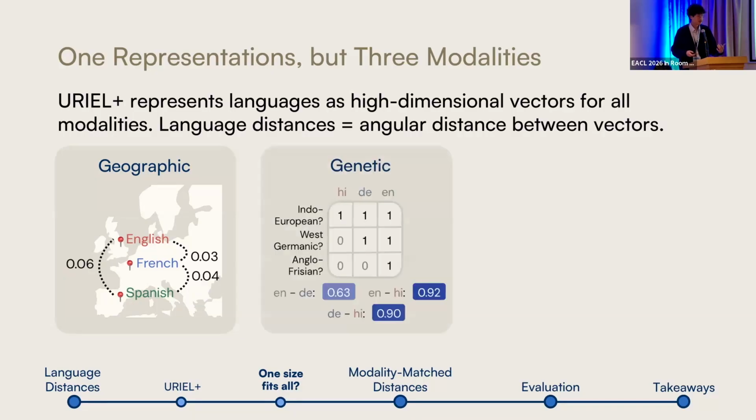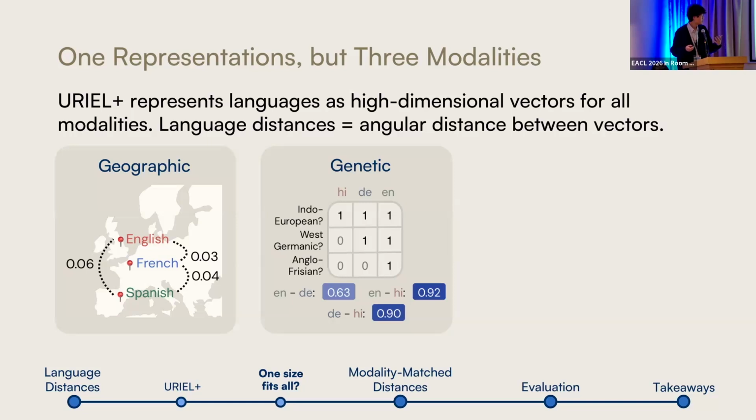And then for the genetic modality, URIEL Plus's genetic vectors contain over 3,000 features, each of them being a binary encoding of whether a language is in a certain language family. And a really big limitation of this Euclidean approach is the assumption that all language family splits have the same impact. So for example, Hindi and German split at the Indo-European language family, and German and English split at the West Germanic language family. And in URIEL Plus, this is assumed to have equal weight.